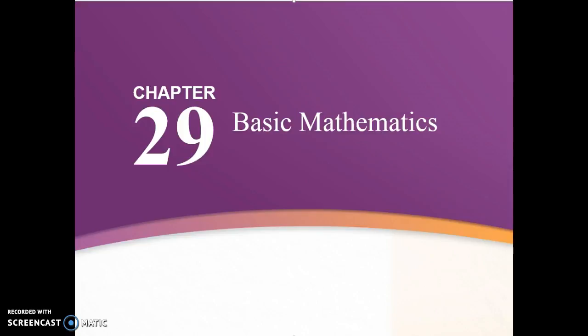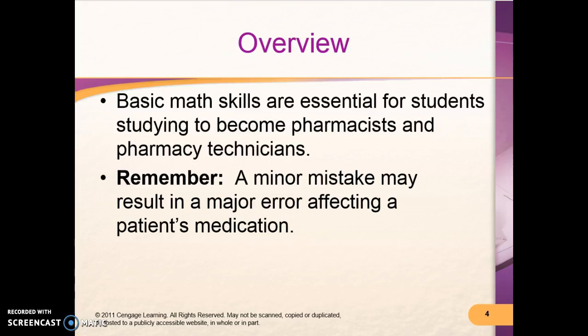Maybe the patient just doesn't get enough medication, and their infection doesn't go away, it's not effective therapy, whatever. But it could be something as bad as it's too strong of a medication, and we could ultimately cause their death. So there's all kinds of extremes involved, but ultimately the idea is that we want to make sure that we don't make those minor mistakes. So it's really important that we understand the basics of math.